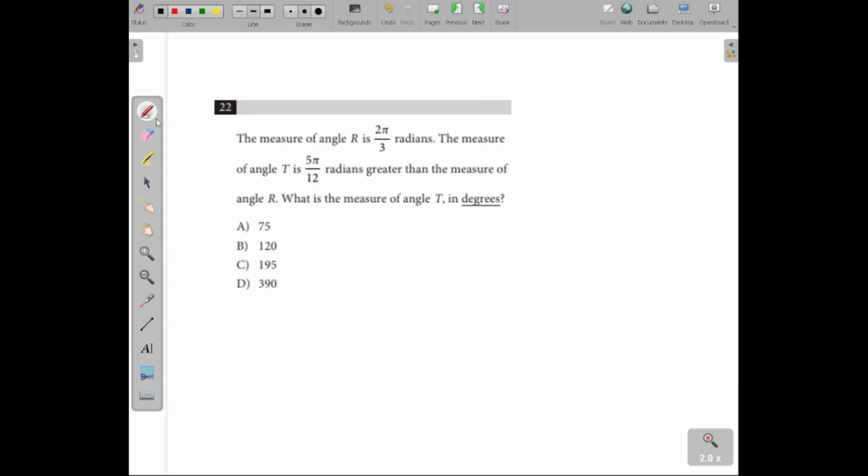Number 22. The measure of angle R is 2 pi over 3 radians. The measure of angle T is 5 times pi over 12 radians greater than the measure of angle R. What is the measure of angle T in degrees? So we need to add these radians to find the angle of T, and then convert it from radians to degrees.